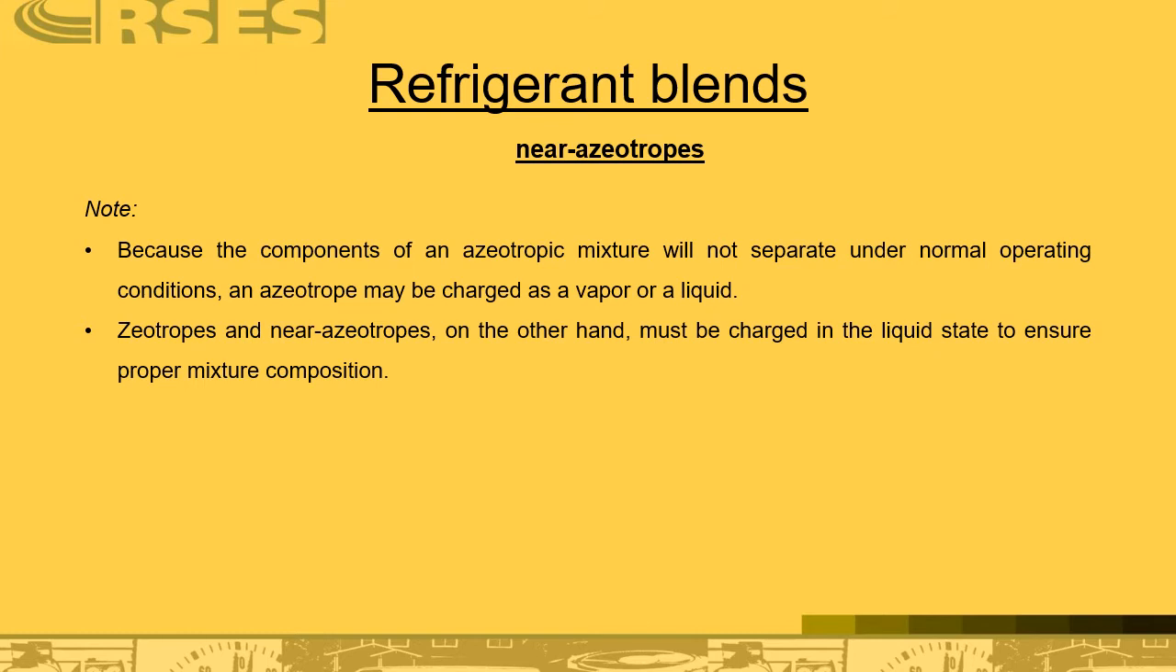Near azeotropes, note: because the components of an azeotropic mixture will not separate under normal operating conditions, an azeotrope may be charged as a vapor or as a liquid. Zeotropes or near azeotropes, on the other hand, must be charged in a liquid state to ensure proper mixture composition. So what this slide is saying is if you have R410A, you could charge it as a vapor, but in practice, we always charge it as a liquid, but we throttle off that liquid going into the low side of the system so we don't create damage.